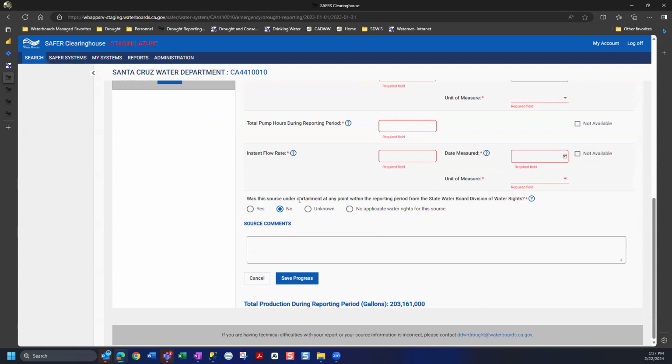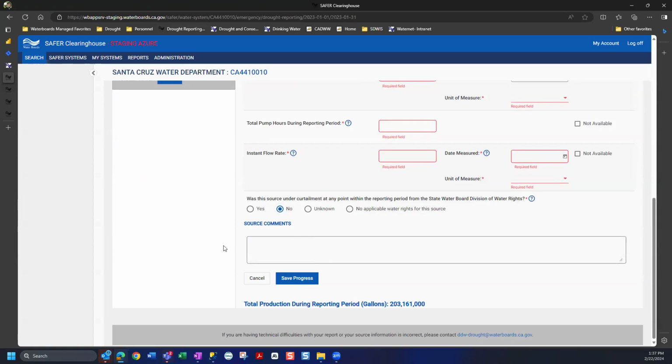Similar to groundwater, we're asking if the source was under curtailment. For most surface water sources, because you have a water rights ID, you're not going to put no applicable water rights for the source. And you could put unknown, I guess, if you don't know if you have curtailment. But the ones that had curtailment, all of those curtailments have been lifted. So most everybody should probably be marking no for this question.